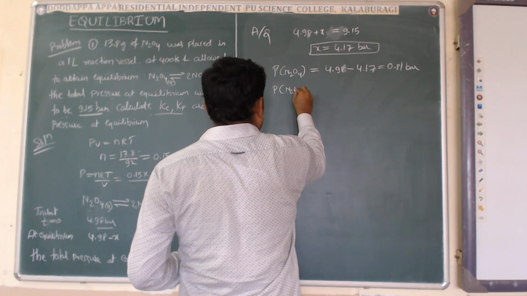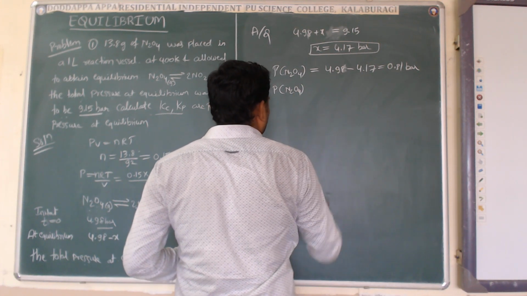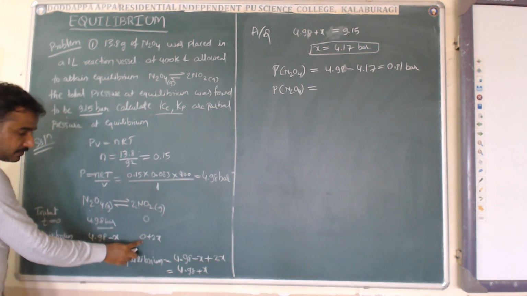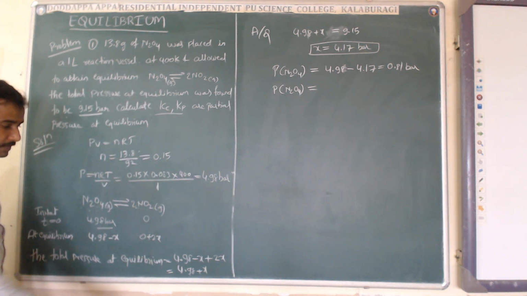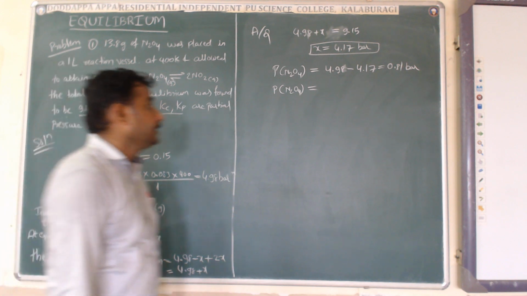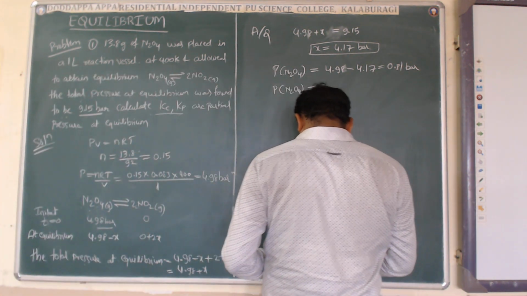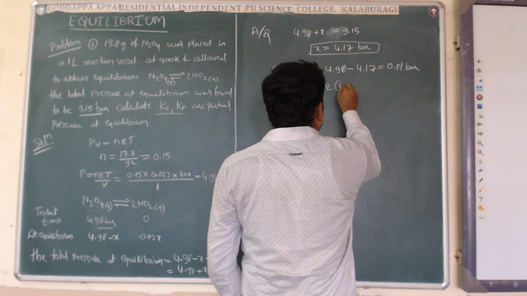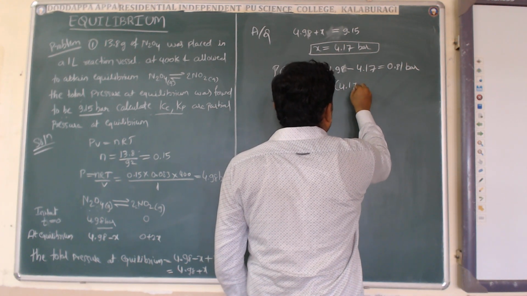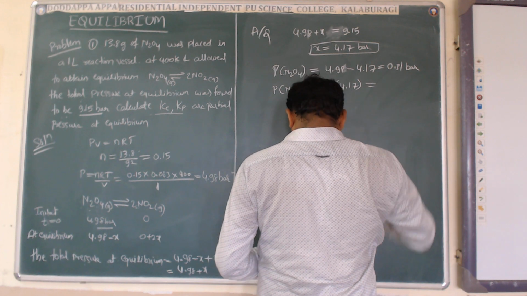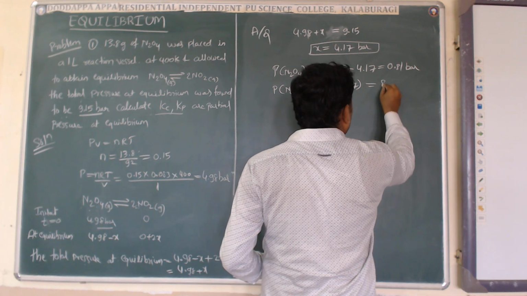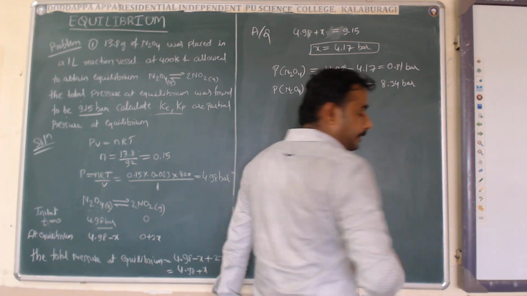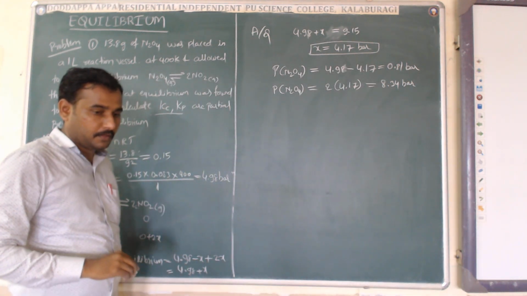Next one, the partial pressure for NO2. Here it is 0 plus 2x. Here 2x means you have to multiply 2 into x, so 2 into 4.17. What value are we getting? 8.34 bar. Okay.